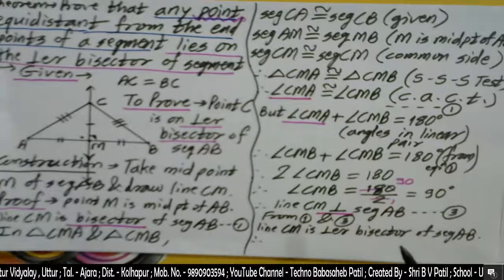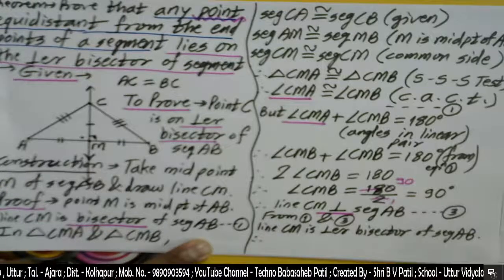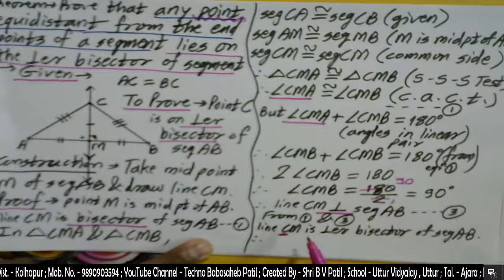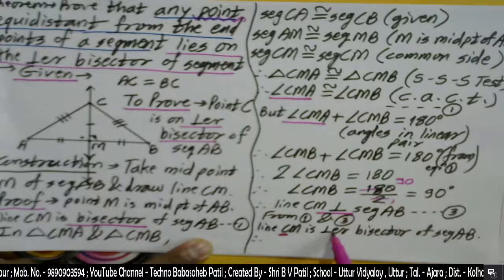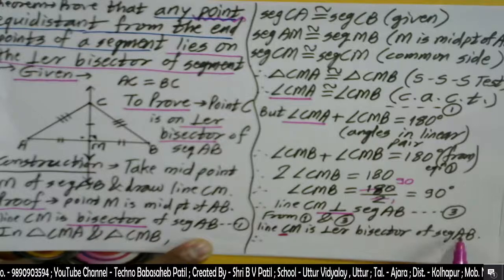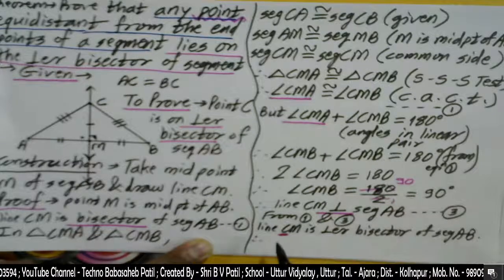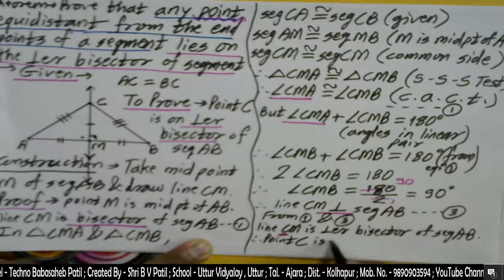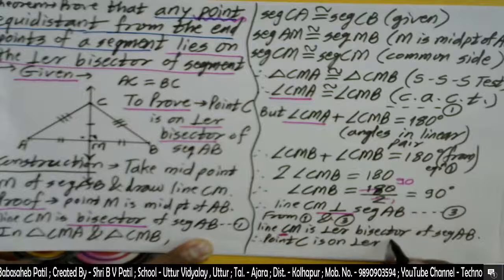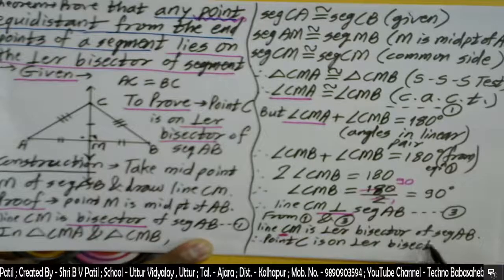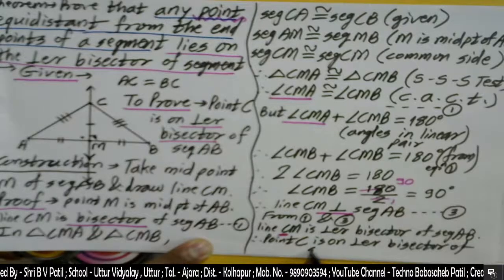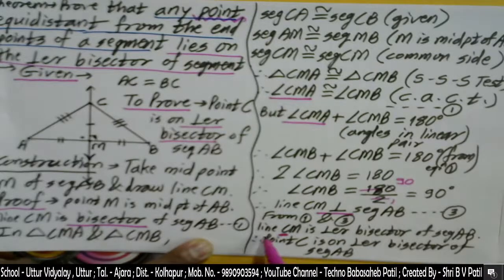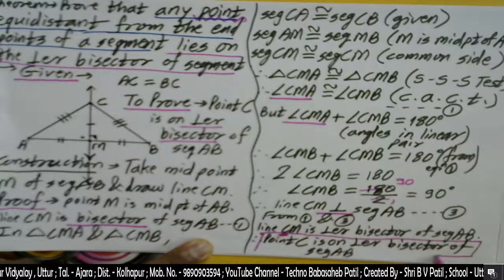This means we can say that point C is on the perpendicular bisector of segment AB. Therefore, point C is on the perpendicular bisector of segment AB, and that is what we had to prove here.